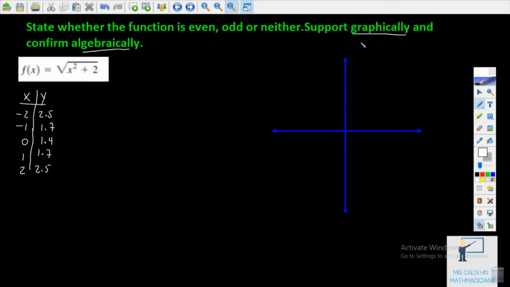Now we're going to support it graphically. So we're going to make our graph. It says graph negative 2 with 2.5. It would be around here. Then we have negative 1 with 1.7, 0 with 1.4, 1 with 1.7, and 2 with 2.5. As you can see, your graph supports the answer. It looks even. We can say that it's even for sure, but it says to confirm algebraically.